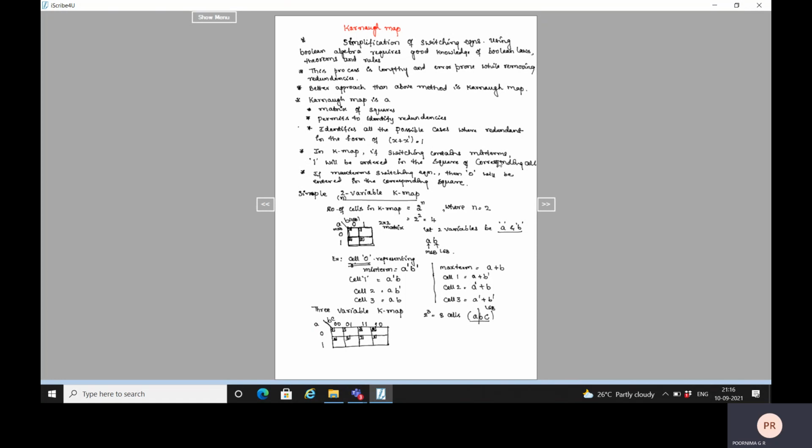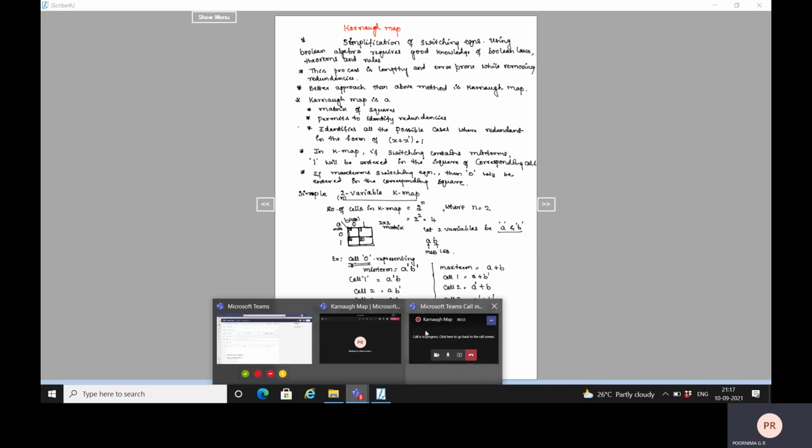So this K-map specifically we are using for the simplification of switching equations. Those switching equations may be in the form of sum of product terms, or it may be in the form of product of sum terms. So in the next class, I'll be continuing with that.